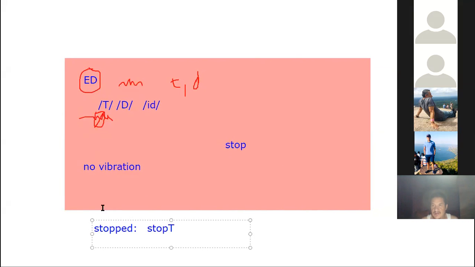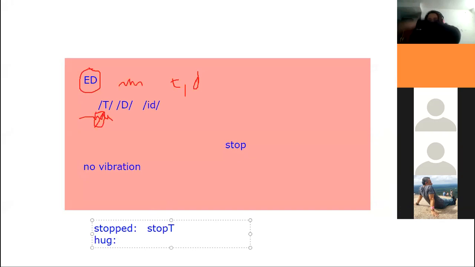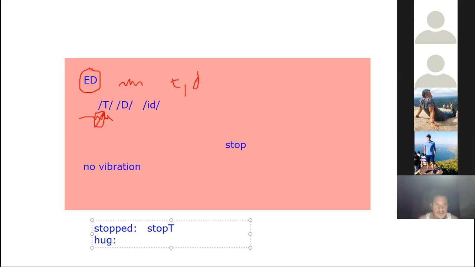Now we're going to see another verb. The verb is hug. What is the meaning of hug? Hug, abrazo. What is the last sound you hear? G. But what is the sound? Hug. Is there vibration, yes or no? Good. Okay, feel it. Press your throat well. I don't see you guys. Be careful.